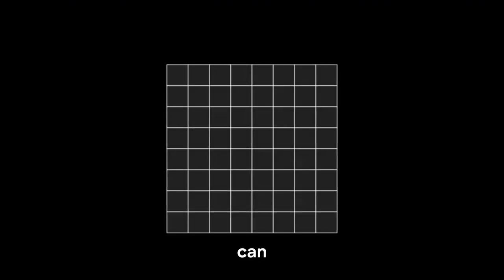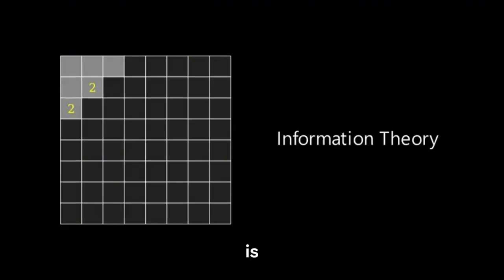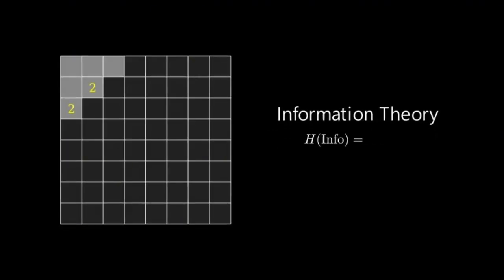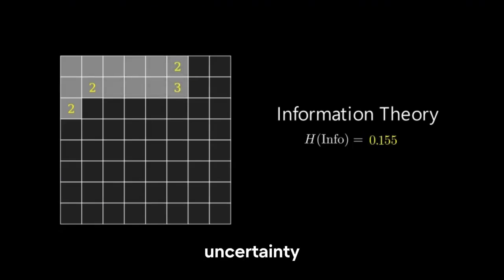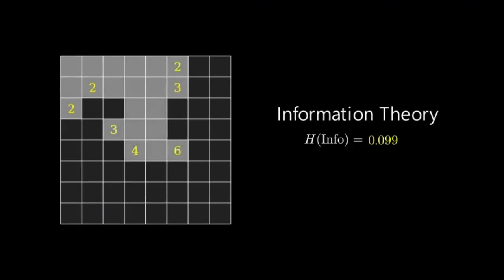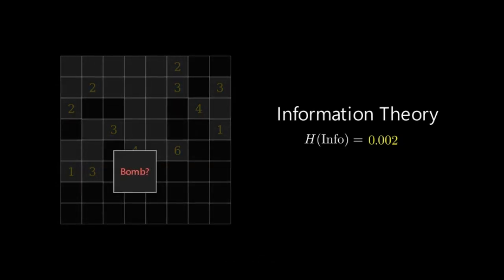You can actually think about Minesweeper using information theory. Information theory is about uncertainty. Every click you make reduces uncertainty about where the mines are. So for each cell that you collect, you are gaining information regarding the position of the mines based on the outcome of the cell, whether it's a bomb or not a bomb.